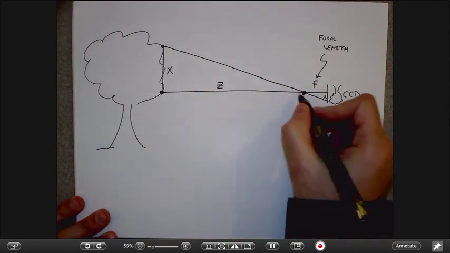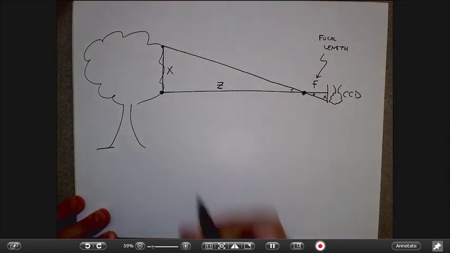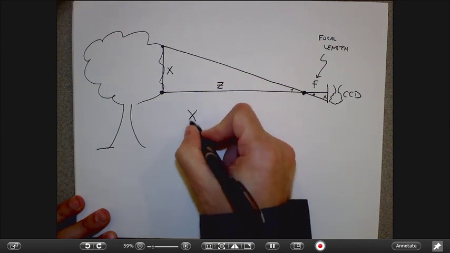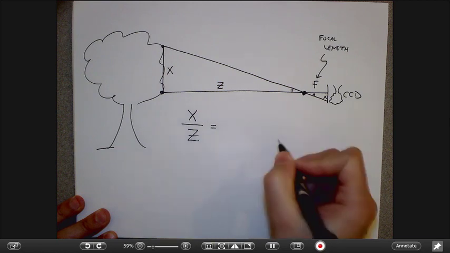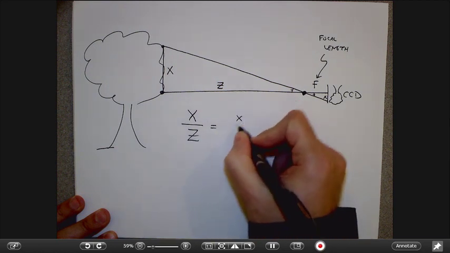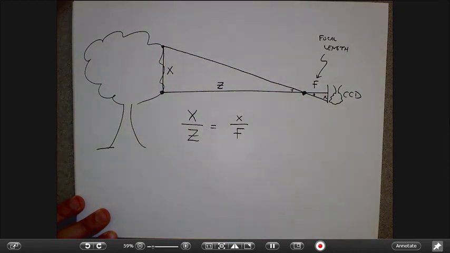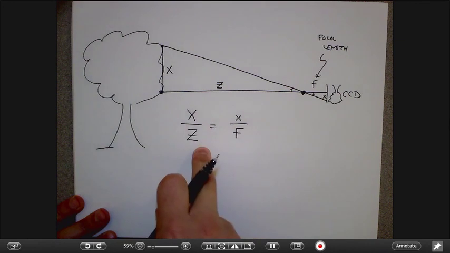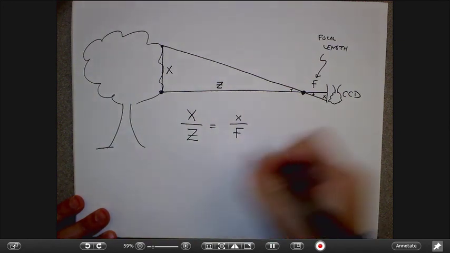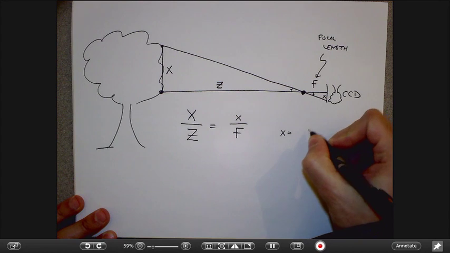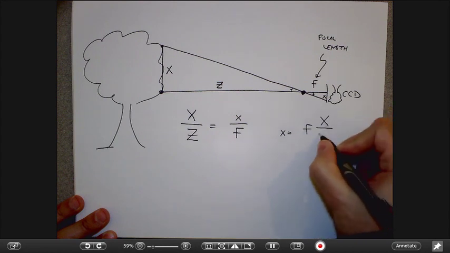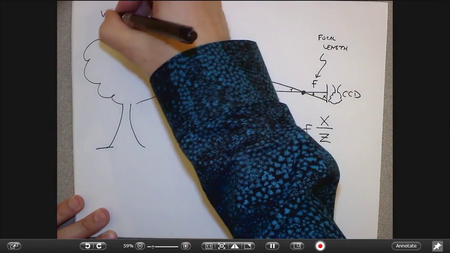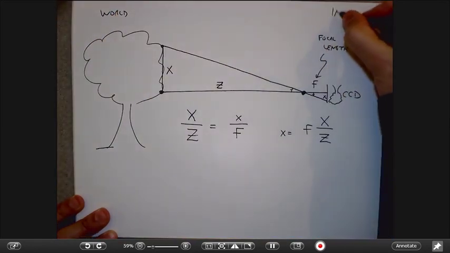And by similar triangles, right, I can say this angle and this angle are equal. So that means that big X over big Z is the same as little x over little f. And that means that if I know the focal length and I know how big stuff is in the world, my little x is equal to f times big X over big Z. Okay? So this is the world. This is the image plane.